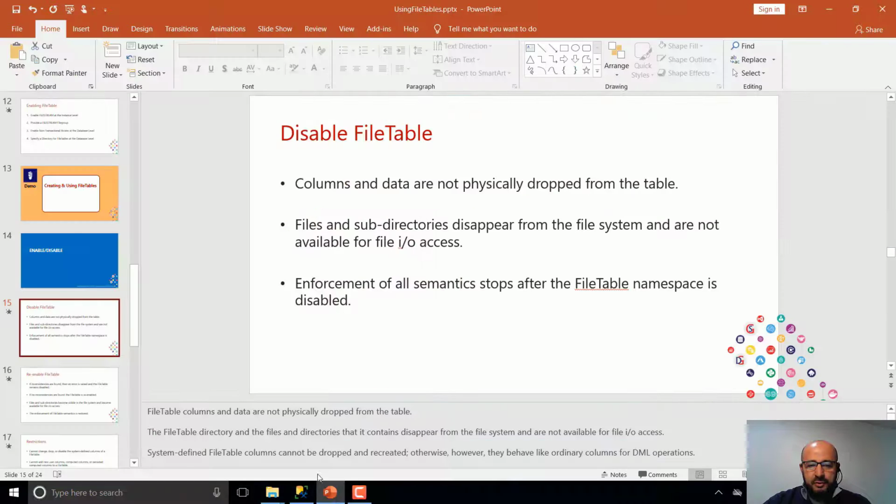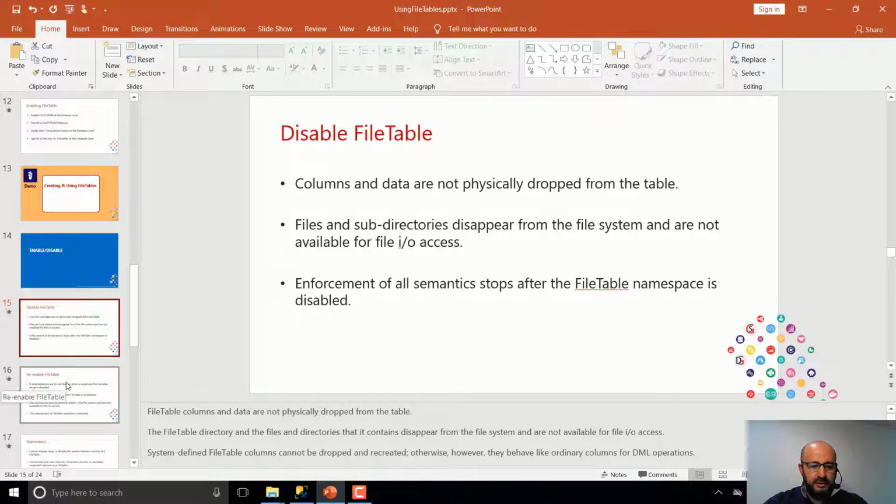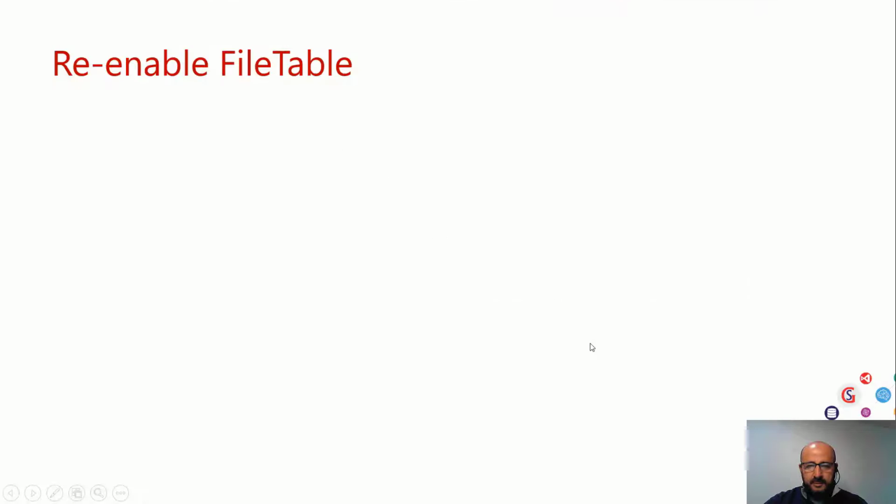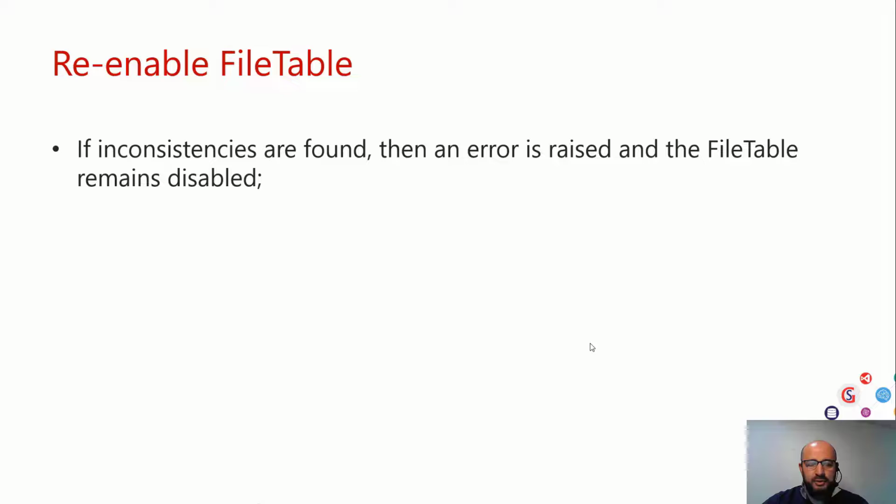Let's jump back to our PowerPoint presentation. And actually, we want to go to the next slide where we talked about re-enabling it. So when you enable the file table and the namespace, what's actually happening is that it's checking to see if there are any inconsistencies that are found. If there are, then an error is raised and the file table remains disabled.